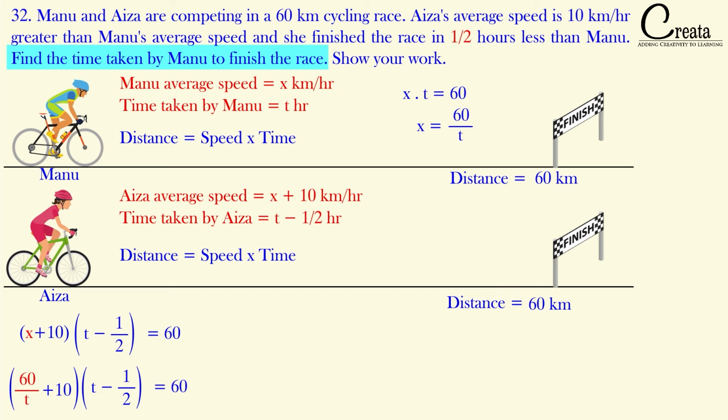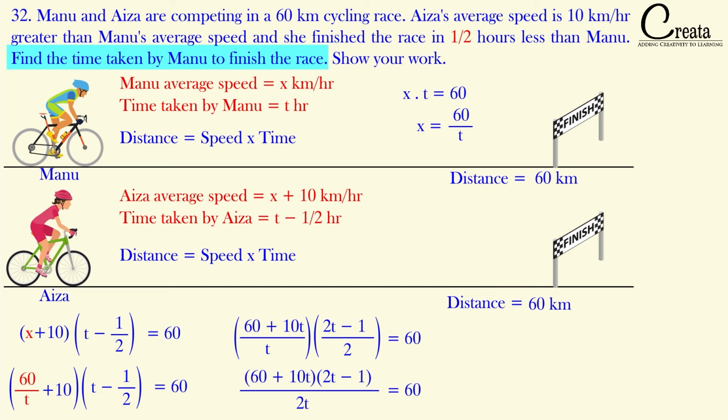We will get the equation in terms of a square. Again we will solve the equation to find the value of t. This equation is having only one variable, that is good. So let's solve this equation. Firstly, let's take the LCM as t in this part and LCM as 2 in this part. It will be (60 + 10t) upon t into (2t − 1) upon 2. In the denominator, it will be 2 times t.